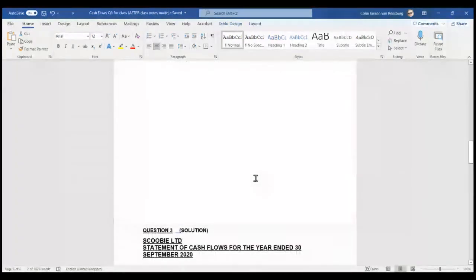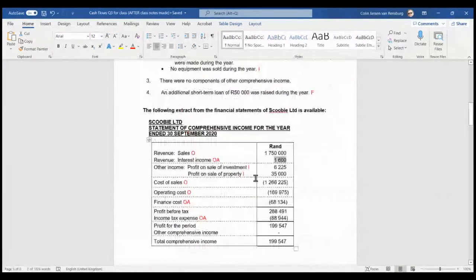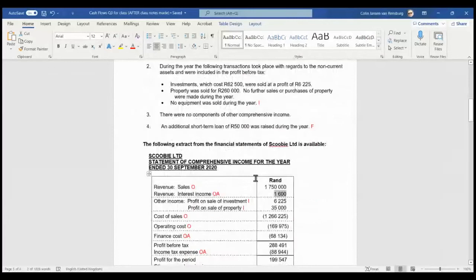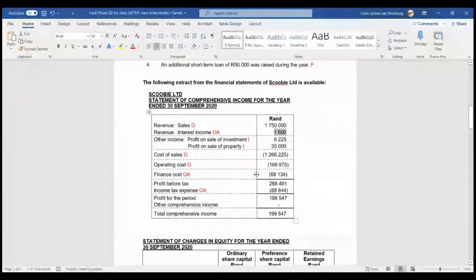We'll see if there's anything else that we need to go and eliminate. There we are. Again, I think my system is a little bit slow. I scrolled down too far. So that one was not part of operations. Then we've got this one here. Profit on sale of investment. We've indicated it with an I. So clearly that is also not part of our operations, ladies and gentlemen. So that means we have to go and adjust for it.